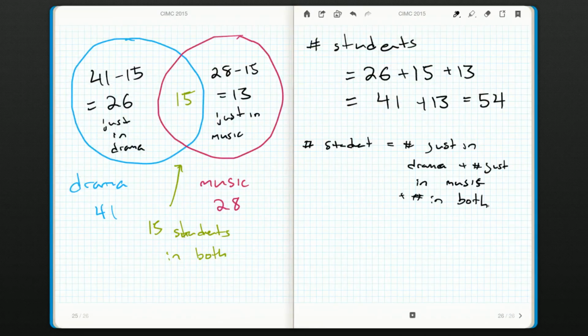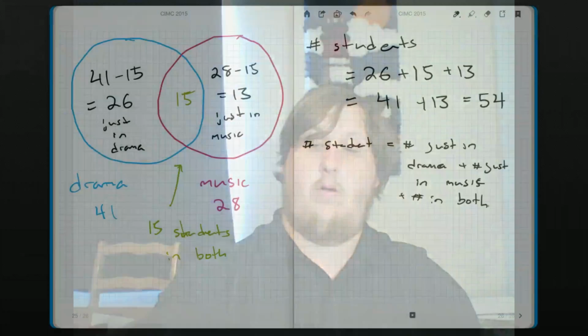But I would say a nice, clean, concise Venn diagram, as long as it's properly labeled, suffices, and it's also nice and clear. And that gives sort of like brownie points or something like that. It's a nice, clean, crisp, simple explanation. Okay? We've got our calculations to show everything. 41 minus 15 is equal to 26. And we've labeled that. That's just in drama. Whereas the whole blue circle is drama in general. Okay? So I'd say that's not bad.